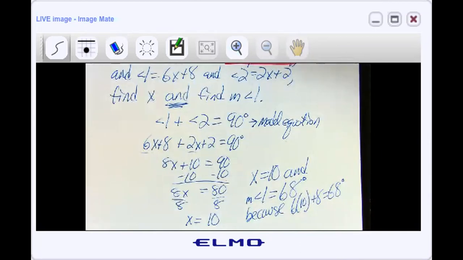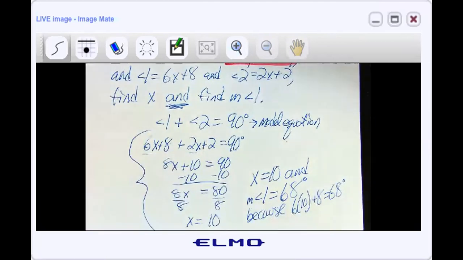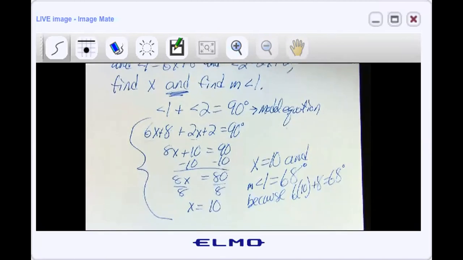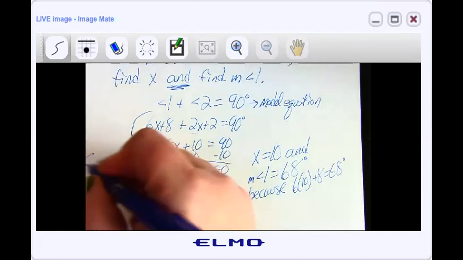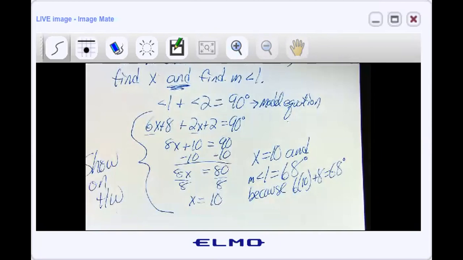Oh, and I know what else you're thinking. Okay, well, Mrs. Sabia, what am I supposed to show on the homework? What do you actually want to see? I'd want to see all of this at least. If you want to throw in your model equation, if you use one, that's fine. But I need to see your original equation and then how you solved it, just so I can make sure that you know what you're doing there.